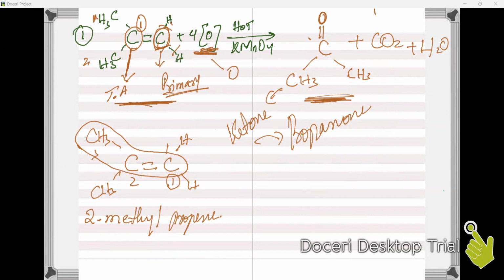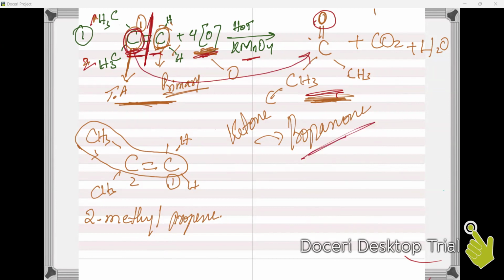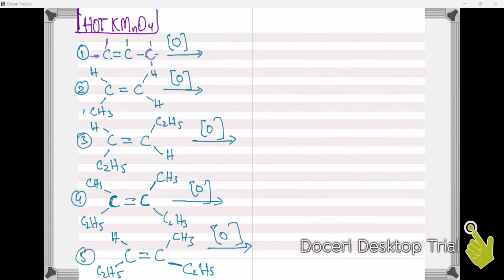So that's an example where it's a tertiary one. This carbon is attached with further two carbons, treated with oxygen in the presence of hot KMnO4. So what is it changing into? It is changing into propanone. So this part will be detached, and here oxygen will be attached with this carbon, and it will change into propanone, and the rest of the carbon will turn into carbon dioxide and water. You can practice these equations.